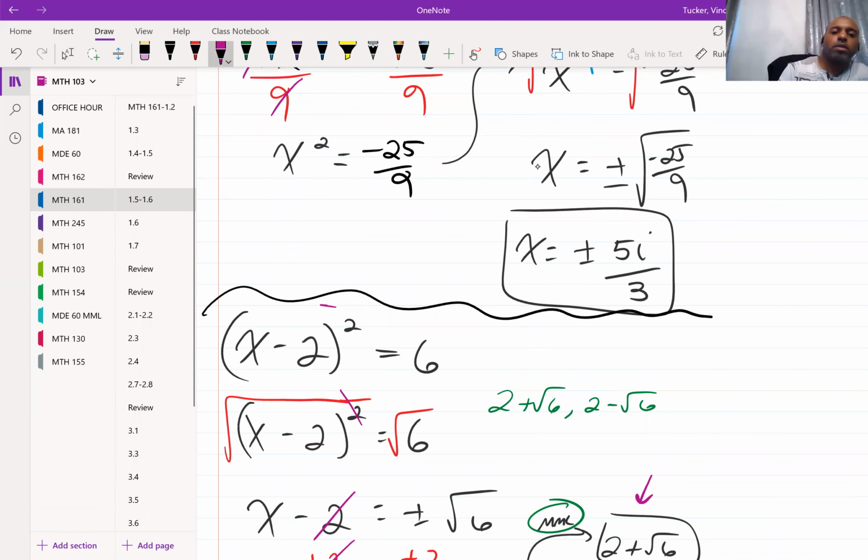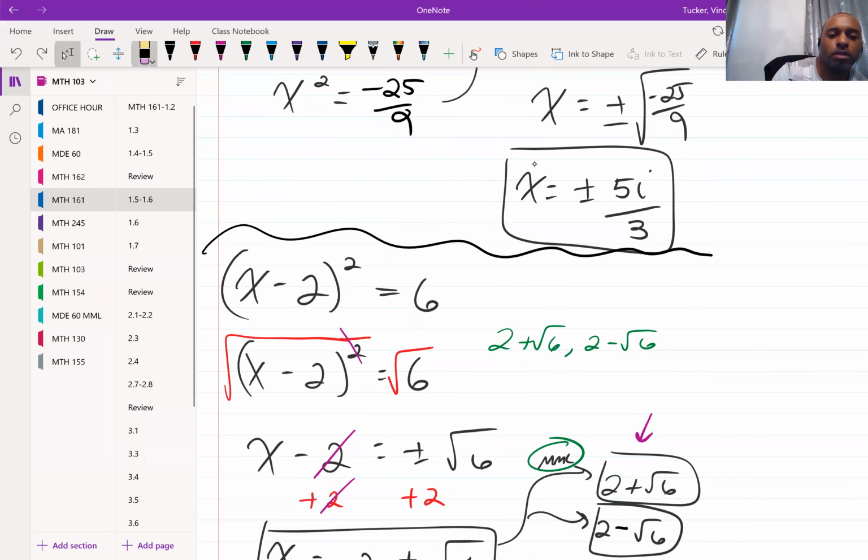All right, original problem, x minus 2 squared equal to 6. We need to get this square off of the quantity so we can get access to the x. So you take the square root of both sides. The square and square root cancel on the left. Then on the right, you have plus or minus the square root of 6. Now we can't take the square root of 6 evenly, so it's okay to leave it as the square root of 6.